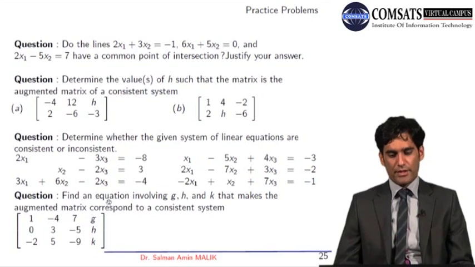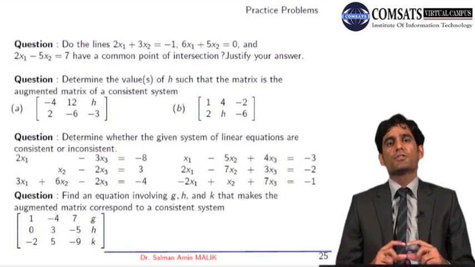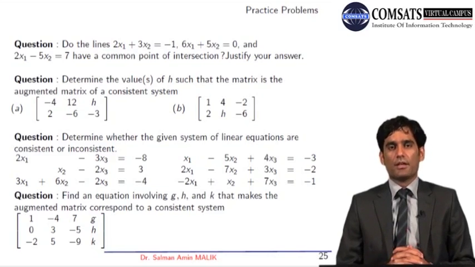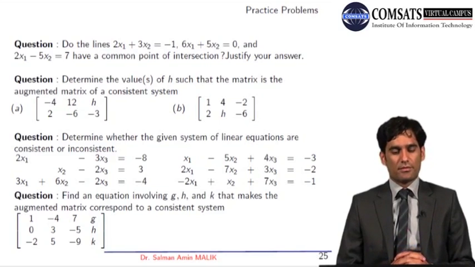The next question is, find an equation involving g, h and k that makes the augmented matrix correspond to a consistent system. The augmented matrix is given. You have to solve the system and find a relationship between g, h and k, which are real numbers, such that the system of linear equations is consistent.